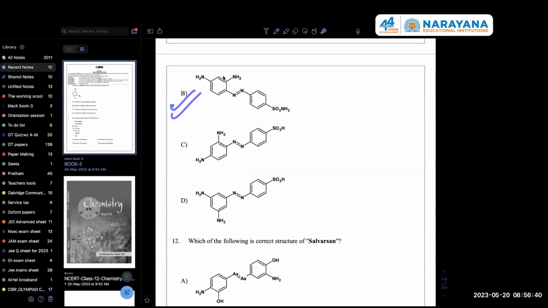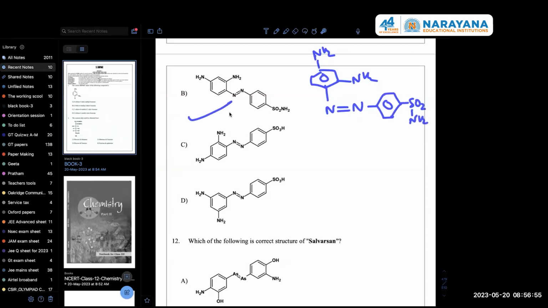Absolutely, B is, because I showed you that time. Keep SO2NH2 on the meta position. From para, we have attack on that diazonium. If you remember, just before I solved that question, SO2NH2, that only. So this is prontosil.